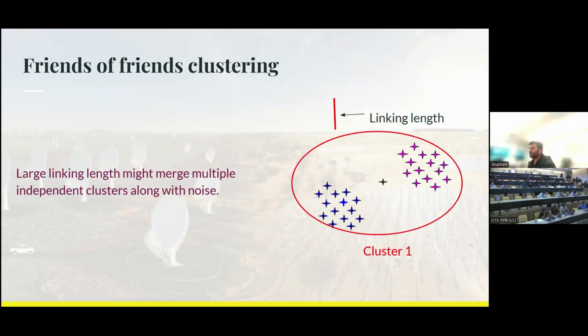Now what if we select a wrong linking length? If we select the linking length indicated here, this length will be able to connect almost all the points in this data set and we will be left with a single cluster. And in this situation, we are losing at least one cluster here.